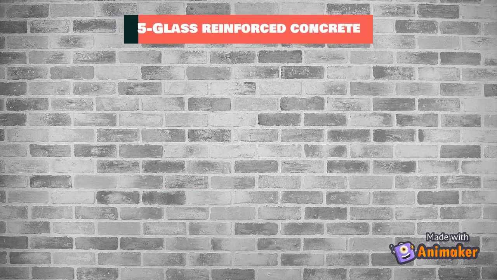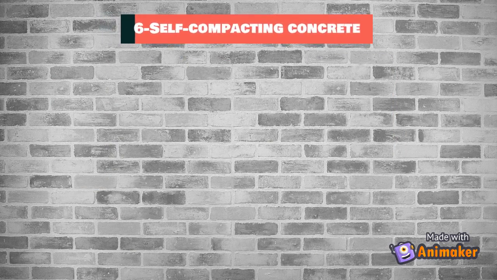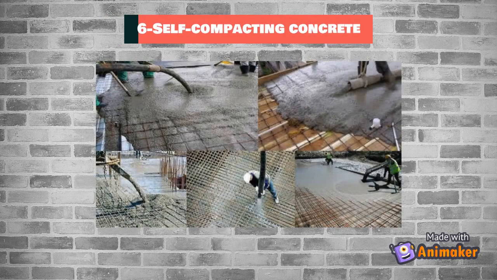Glass reinforced concrete. This concrete contains glass fiber. It is commonly used in cladding. Self-compacting concrete. This is a non-segregating concrete. It can flow under its own weight. It is used in the construction of complex concrete frames.